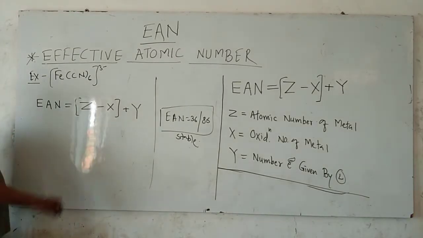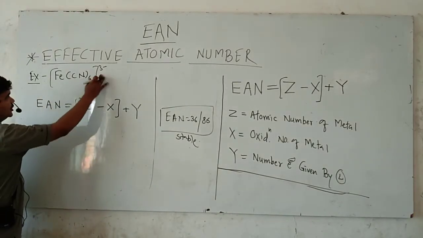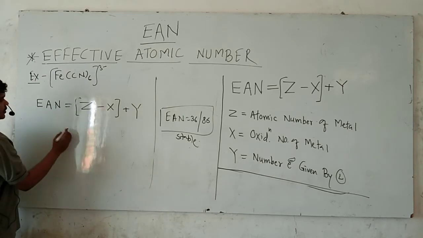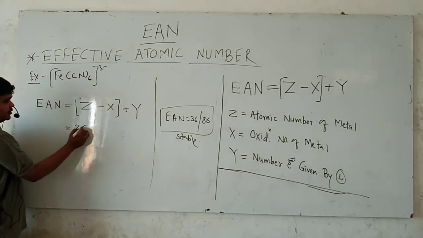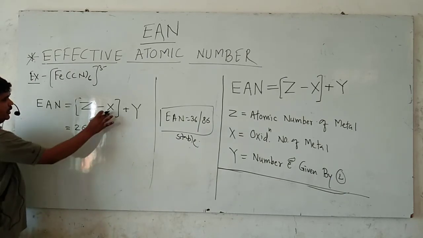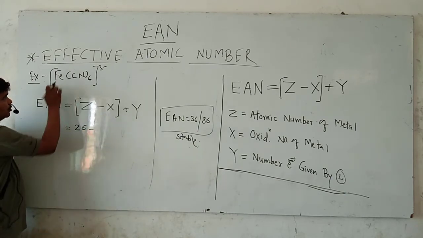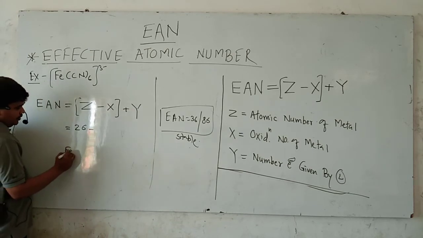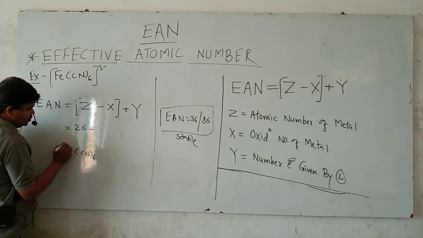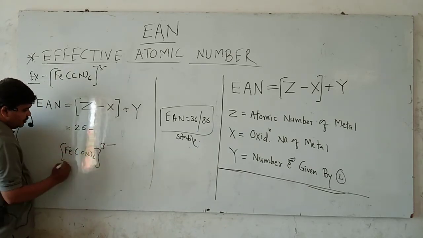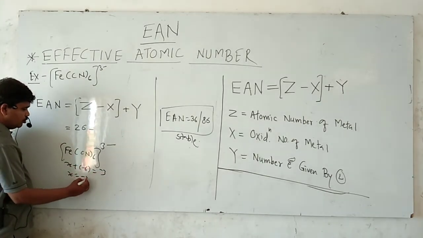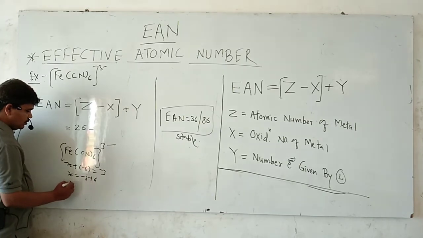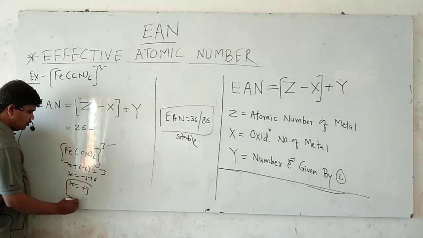Okay, consider the complex [Fe(CN)6]3-. Okay, Z, what is Z, the atomic number? Atomic number of Fe is 26. X is the oxidation number. What is the oxidation number here? [Fe(CN)6]3-. So x plus minus 6 is equal to minus 3. X is equal to minus 3 plus 6. So x is equal to plus 3.